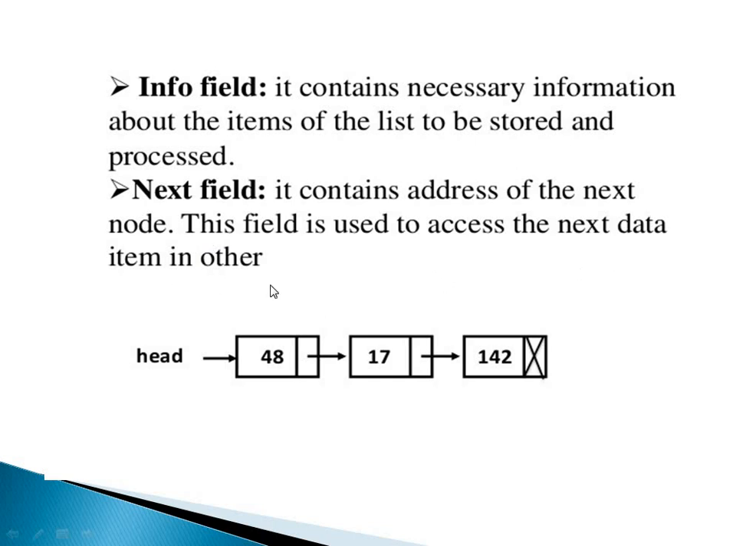this field is used to access the next data item in the order. So basically any list will always start from the head pointer. It starts with the first node, then the second node, then the third node, and till the last node. Okay, so these are the two fields. The first field is known as the information field and the second field is known as the next field. It is also known as a pointer. So it is an arrangement of different nodes where each node points to the next node, or holds the address of the next node.